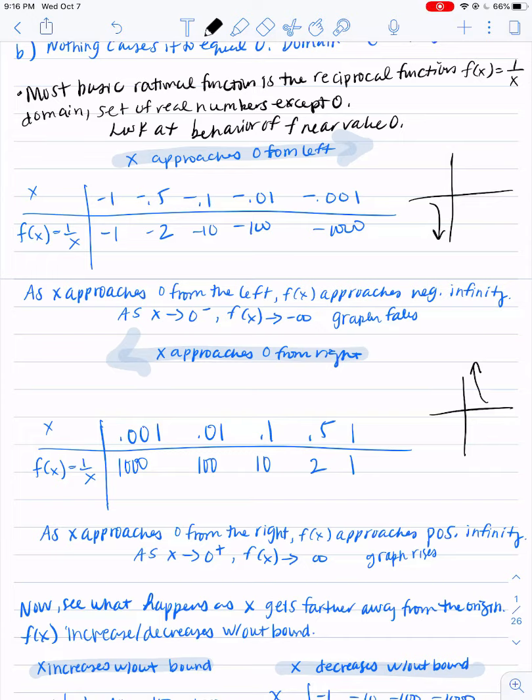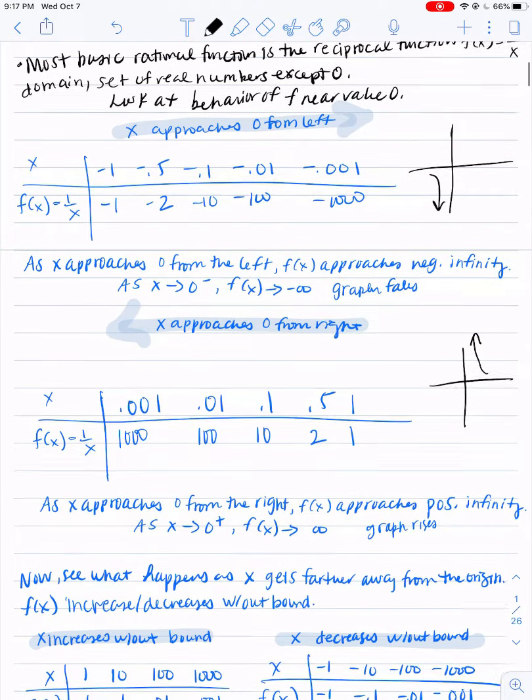So our most basic rational function is the reciprocal function, and that's f of x equals 1 over x. So its domain is going to be the set of real numbers except for 0 because we would get 1 over 0. So we're going to go ahead and look at the behavior of f near the value 0 in order to figure out how to graph this.